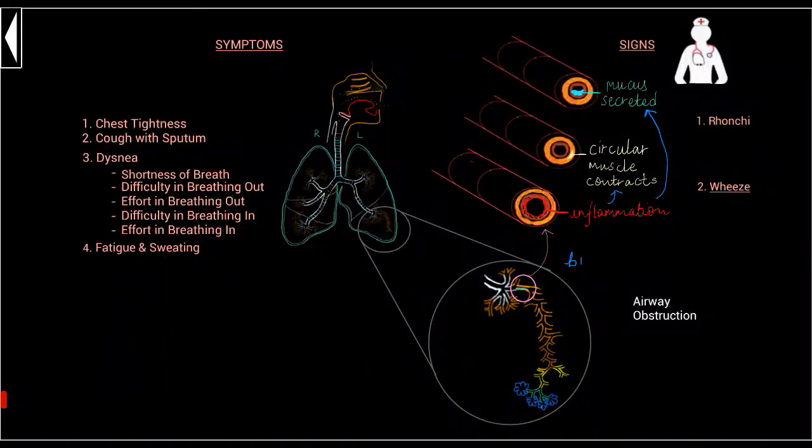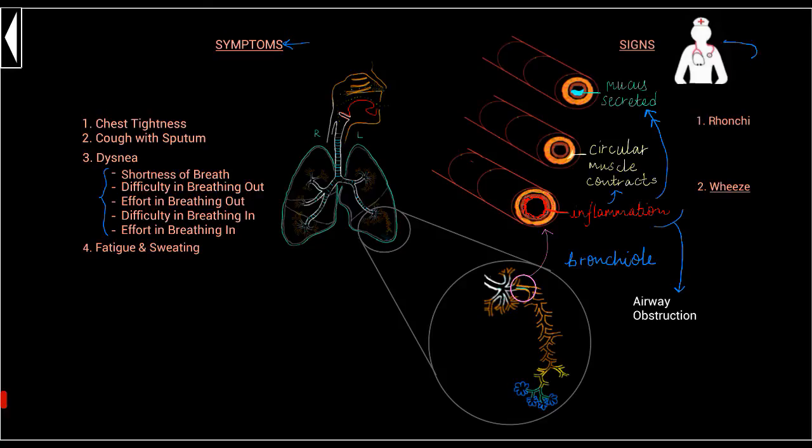So I have zoomed here a bronchiole, and the inflammation that we talked about causes the circular muscle of the airway to contract and also secrete a lot of mucus. This causes narrowing of lumen and airway obstruction, which causes the following symptoms: chest tightness, cough with sputum, dyspnea, which comprises of shortness of breath, difficulty and effort in breathing out, difficulty and effort in breathing in, fatigue, and sweating.